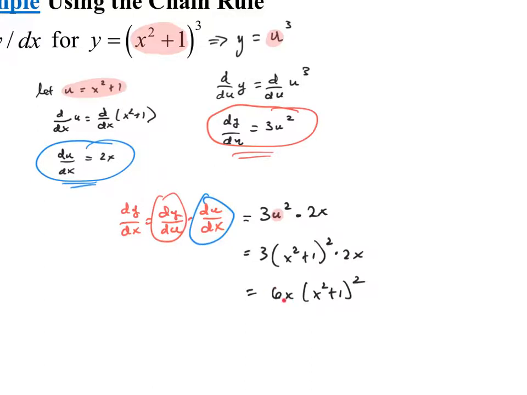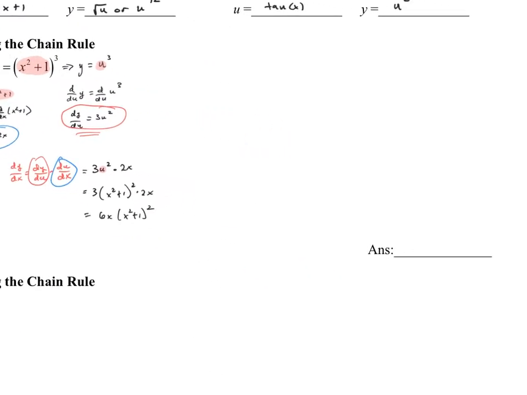Make sure you don't try to distribute that 6x into those terms because this is a quantity squared. Anytime that parentheses is to a power more than 1, you can never just distribute directly. Okay, so that would be our final answer there: 6x times x squared plus 1 quantity squared. Let me put that in the answer blank.